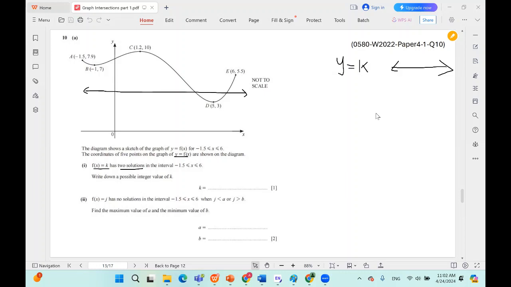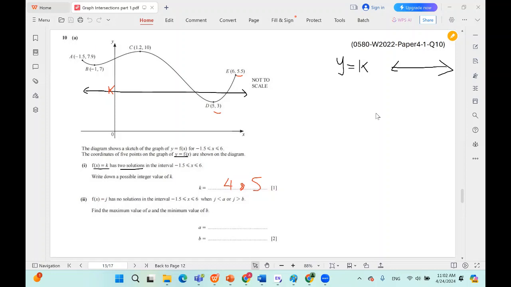Remember that k is the value on the y-axis where this line cuts the y-axis itself. So what possible values are there for k? Any value between 3 and 5.5 would work. So here they just want a possible integer value. So let's go above 3 and below 5.5, maybe 4 or 5. Either one of these would work. So you can write 4 and you can write 5. You should not be writing both, but I'm just writing them down here so that you would understand that both of them are correct.